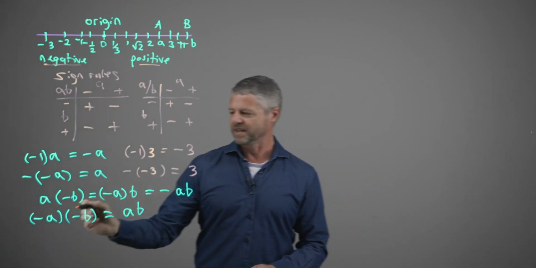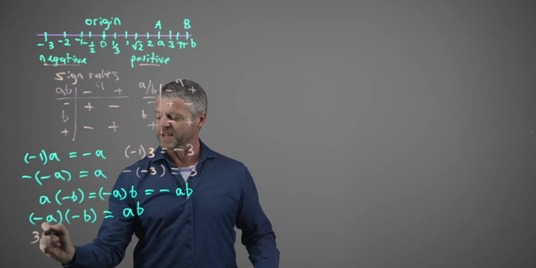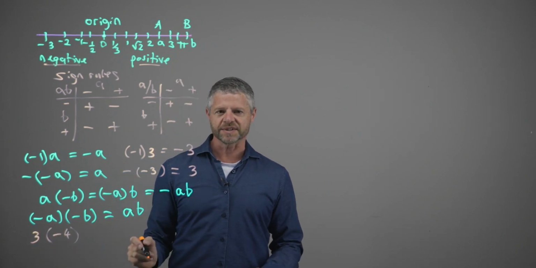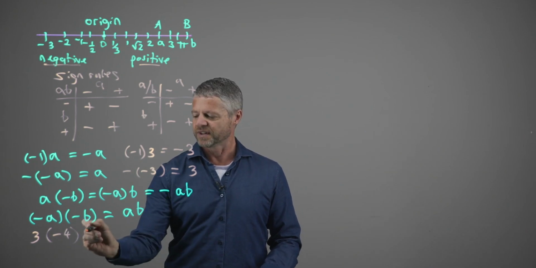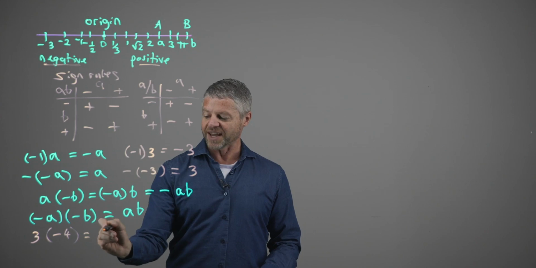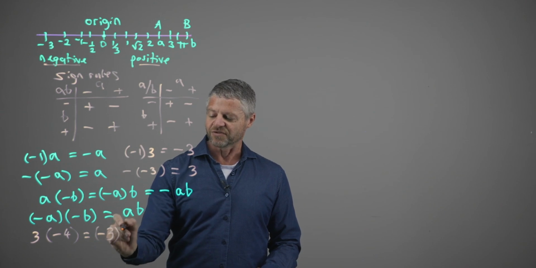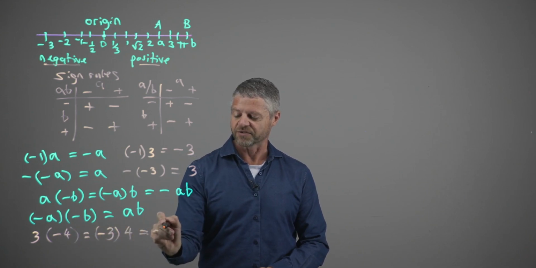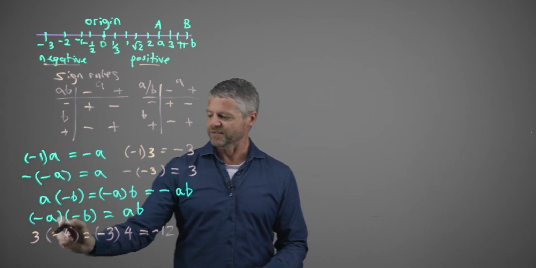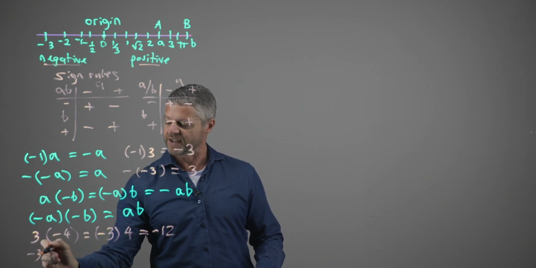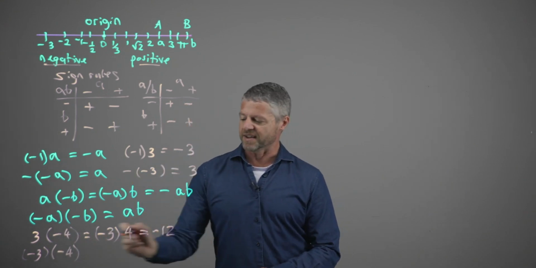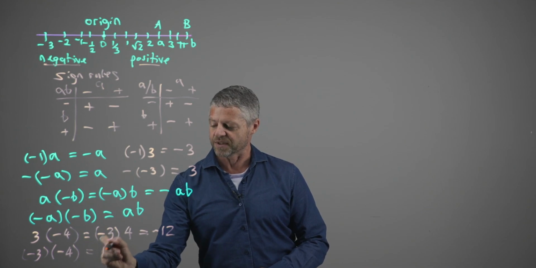For example, if I have A is 3 and B is 4, and I want to multiply 3 times the negative of B, so 3 times minus 4, that would be the same as if I have the negative of A, which is minus 3, times the positive of B, which is 4, and either way it's minus 12. But if I have the negative of A, so minus 3, and the negative of B, and multiply those two numbers together, then I'll end up with a positive answer. I'll end up with plus 12.